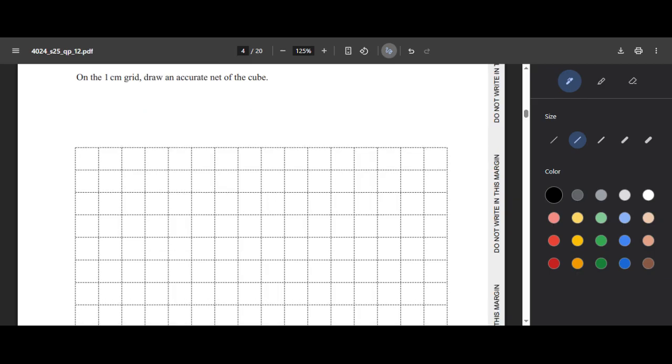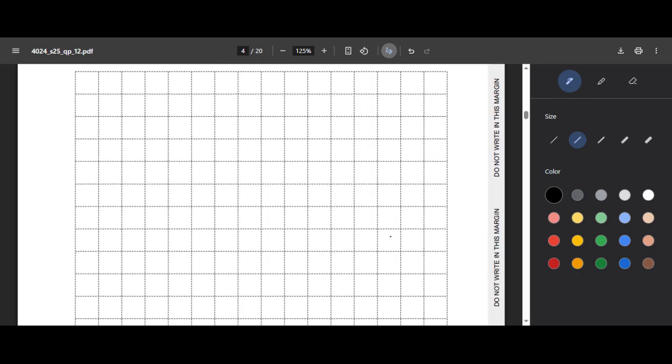So draw here the net. We will start from here. You go 3 down, 1 2 3, and 3 rightward. This is one face, and this is the other face. This is the basic face.